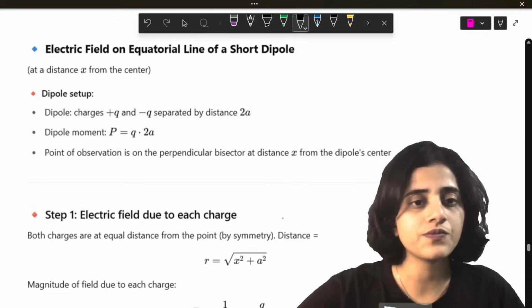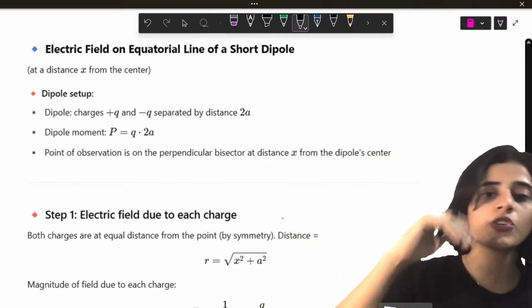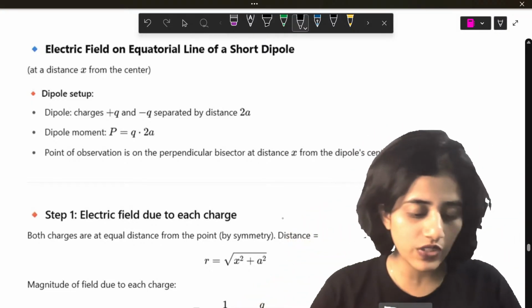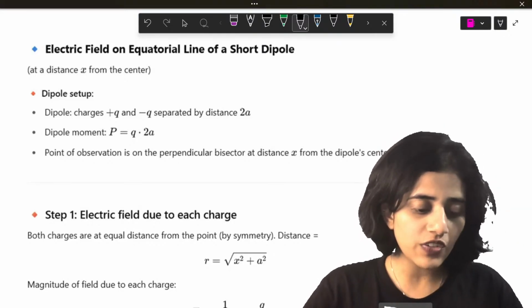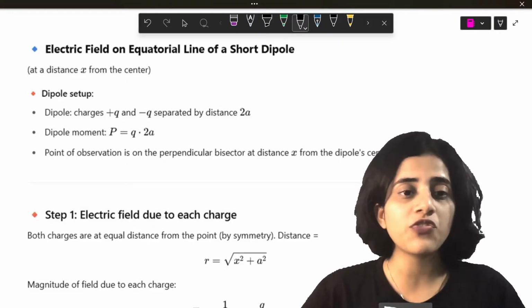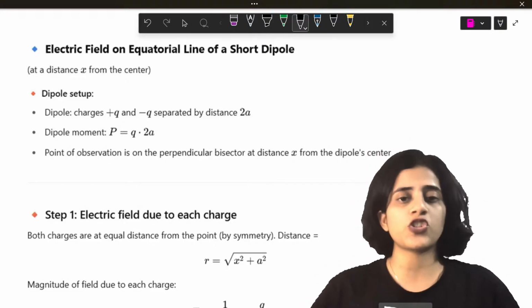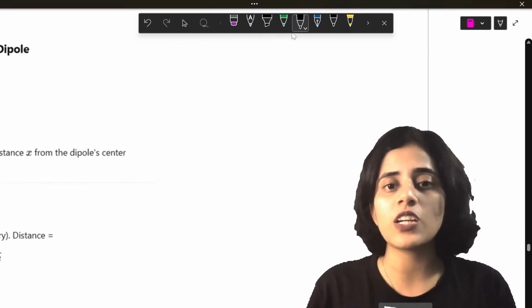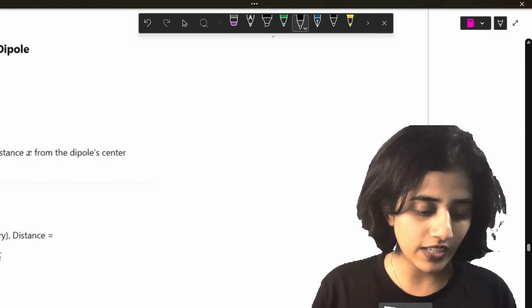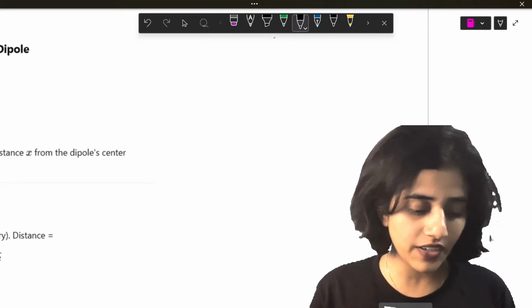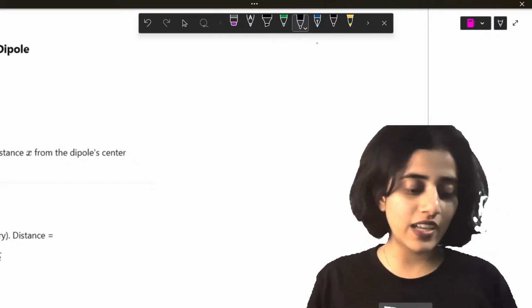All right. Is that clear to all of you? So we've done the derivation, and we've looked at a formula as well. Next, we are going to find the electric field on the equatorial line of a short dipole. We're going to do a similar thing but with a different formula. So, electric field at an equatorial line on a dipole. Again, figure first.